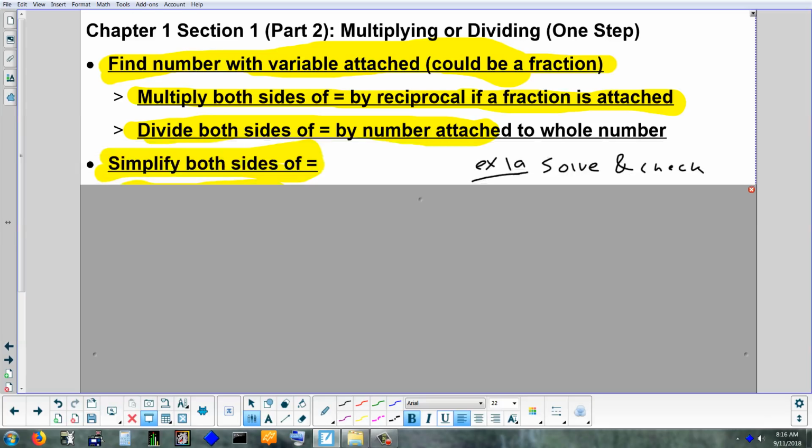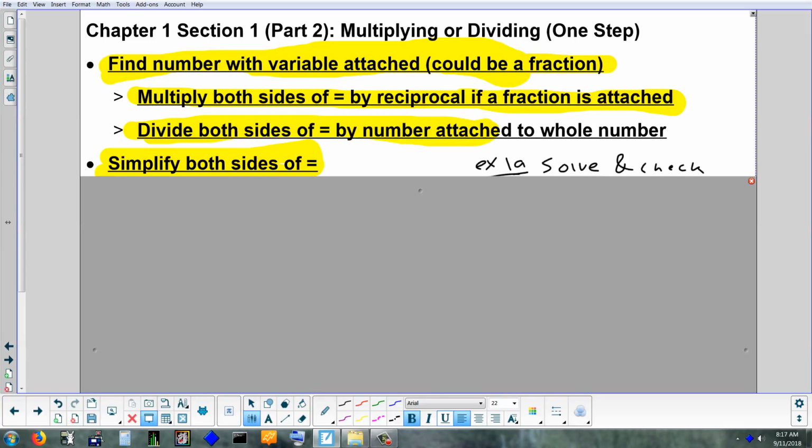And then, next thing, we're going to simplify both sides of the equal sign. That means when we simplify both sides, we're either going to add or subtract, multiply or divide, depending on what we have. Whole number, divide. Fraction, multiply. Alright? So we'll simplify both sides of the equal sign.